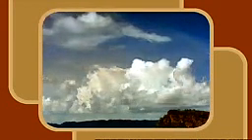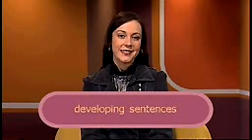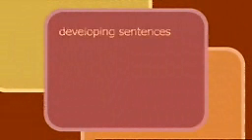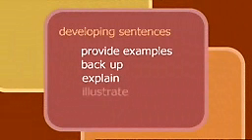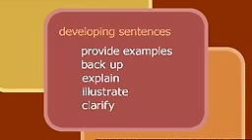It affects how hot it gets in the daytime. These two sentences further develop or support the idea expressed in the supporting sentence. They're called developing sentences. Developing sentences provide examples, back up, explain, illustrate, or clarify the point made in the supporting sentence.